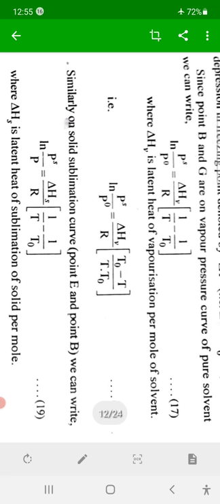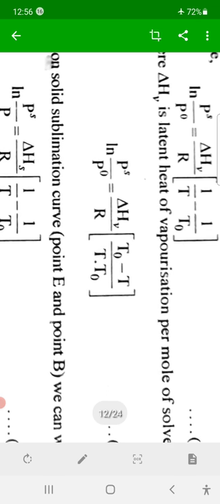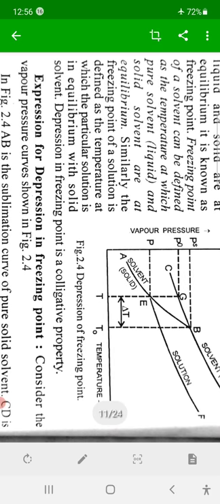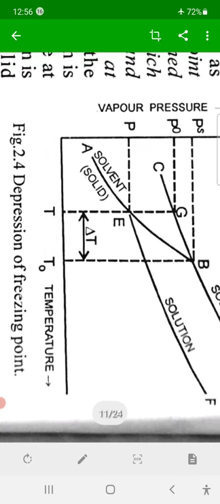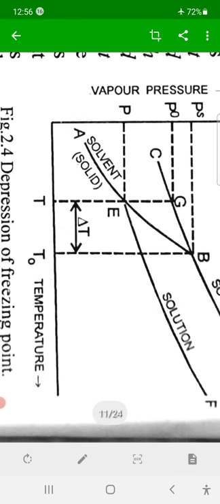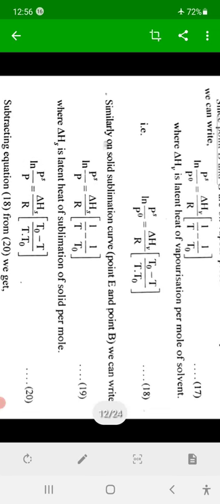Then for solution, apply the Clapeyron-Clausius equation for the solution graph. For the solution graph, what is the change? FE is the solution graph. Here T1 and T2 are the same, the only difference is that the lower pressure is changed: instead of P0, for this curve the pressure is P. That is, at temperature T, pressure is P, and at temperature T0, pressure is PS.